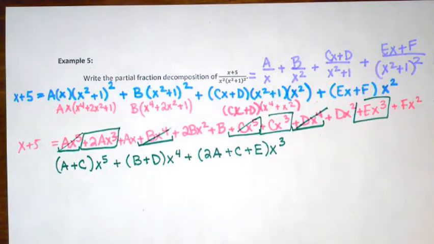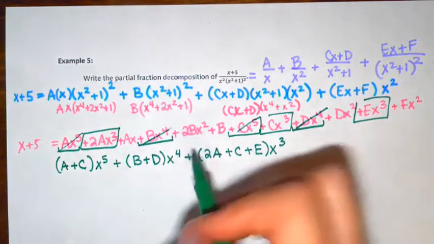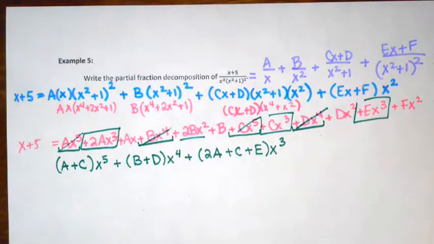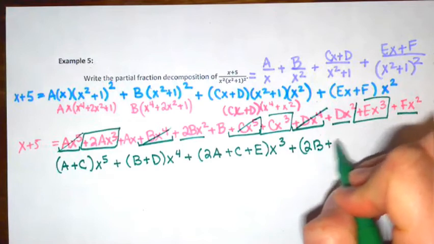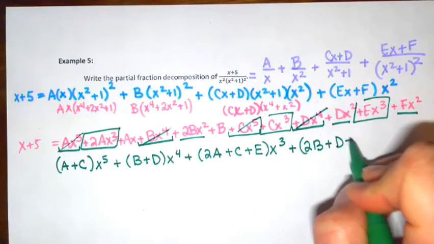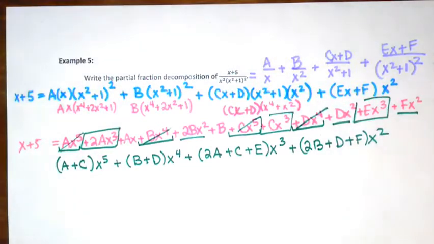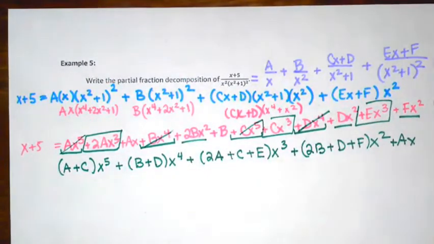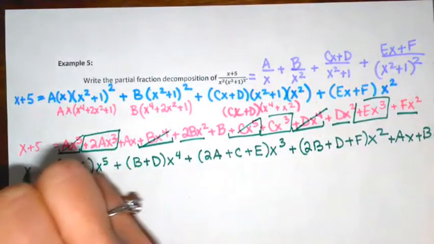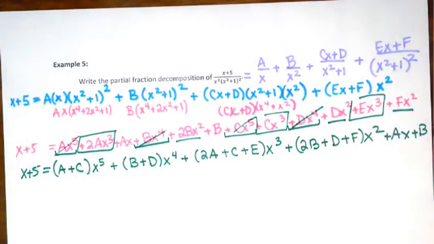I think so. Okay. Then we have the squareds: 2bx squared, dx squared, and fx squared. So that would be (2b plus d plus f) times x squared. All right, and then we have ax and we have b. I think that's everything, right? Equals x plus 5. Is everyone okay with where I was at on that?